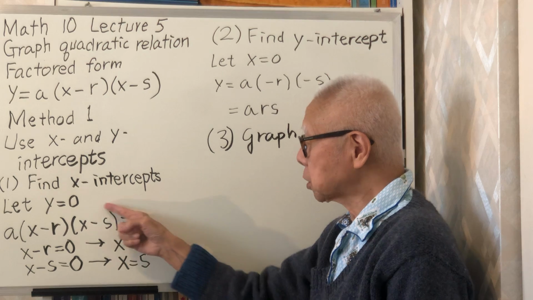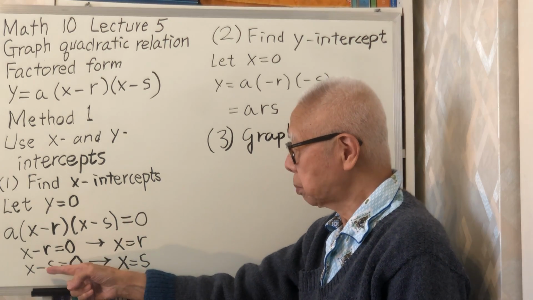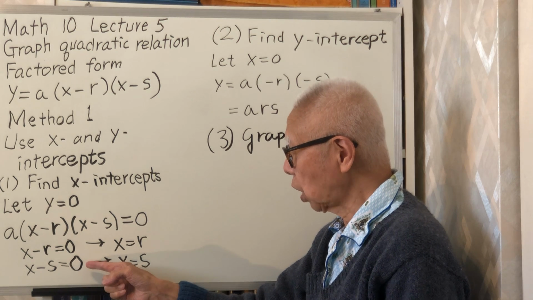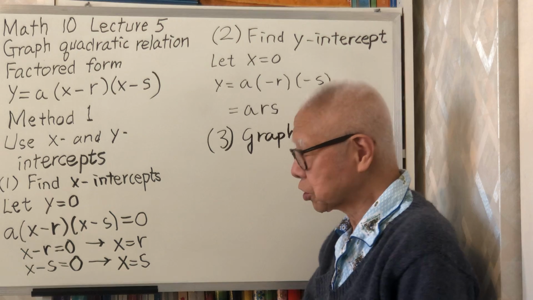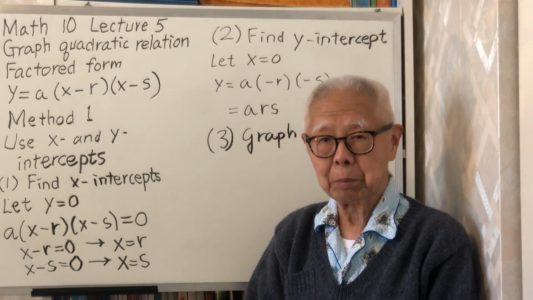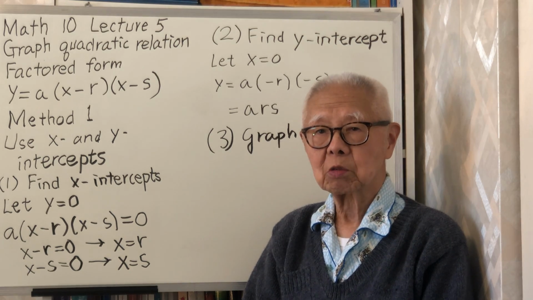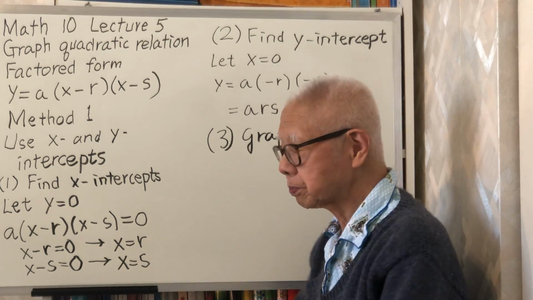Or this part can be 0. So x minus s equals 0. That means x equals s. So s is another x-intercept. We have two x-intercepts, r and s.